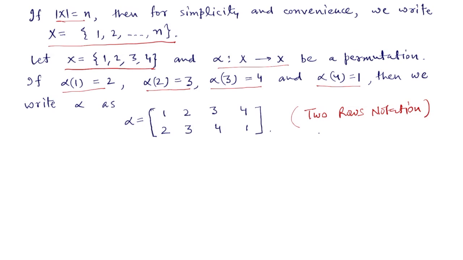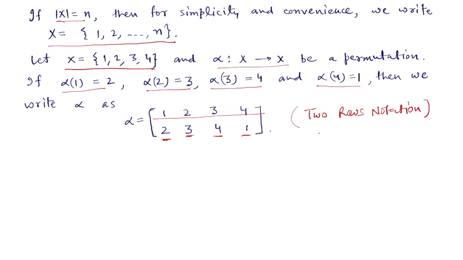In the first row we write the domain elements. We have 4 domain elements 1, 2, 3, 4. So these are domain elements. And in the second row we write the images of the corresponding elements. Because 1 goes to 2 under alpha, we write 2 under 1. Under alpha 2 goes to 3, so we write 3 under 2. 3 goes to 4 under alpha, so we write 4 under 3, and 4 goes to 1 under alpha, so we write 1 under the number 4.